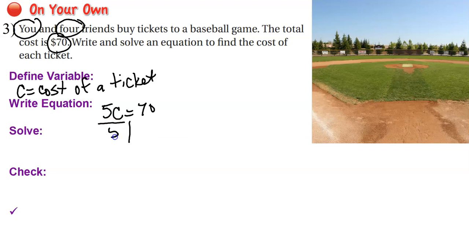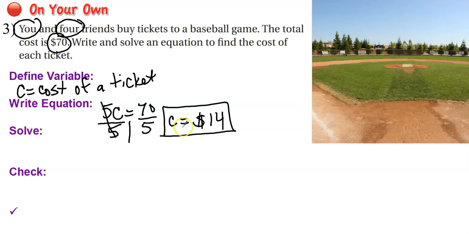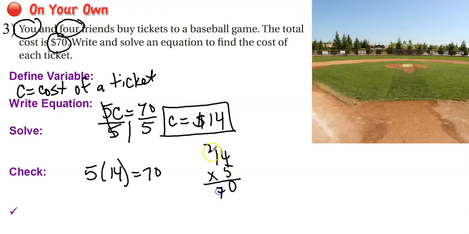The opposite of multiplying is dividing. The 5s cancel out. I get C equals $14. So the cost of a ticket is $14. And then I'm going to check my math. 5 times 14 equals 70. Okay. I get 70 equals 70.